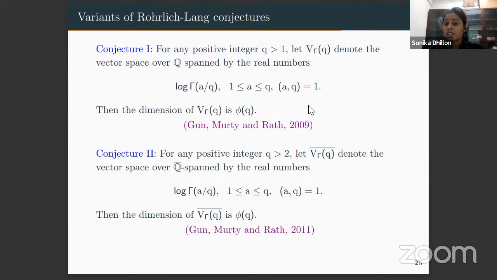Later, they extended this conjecture to the field of algebraic numbers also. And over the field of algebraic numbers also, they conjectured that these numbers will be linearly independent.